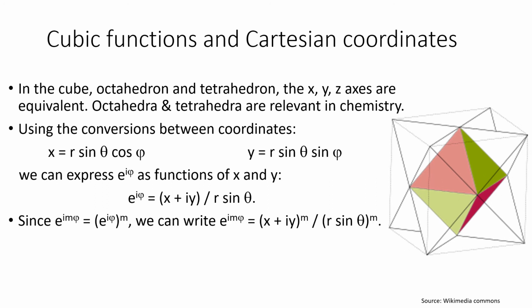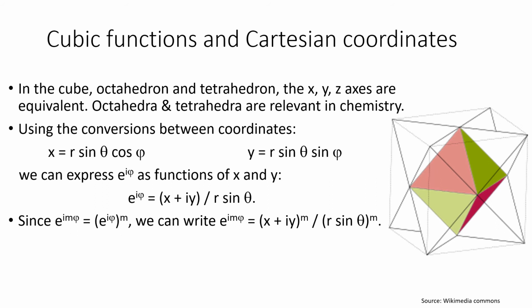And of course, when we had our azimuthal eigenfunctions, they're actually e^(imφ), where m is the quantum number. Since (e^(iφ))^m is the same thing as e^(imφ), it follows that we can express e^(imφ) as (x + iy)^m.